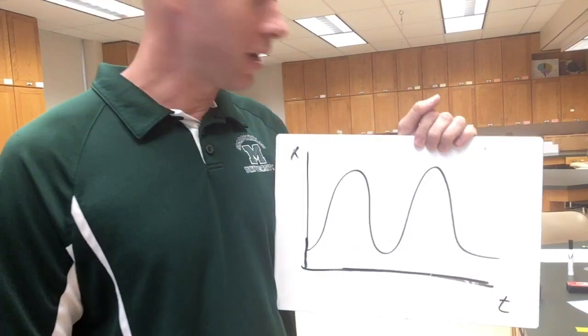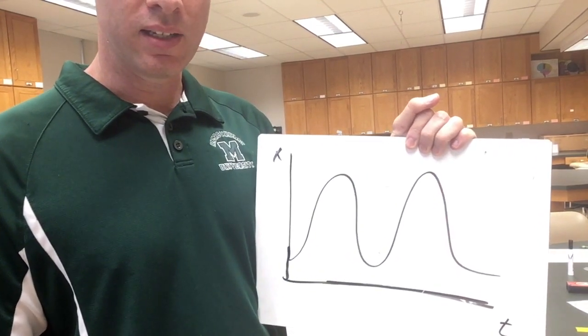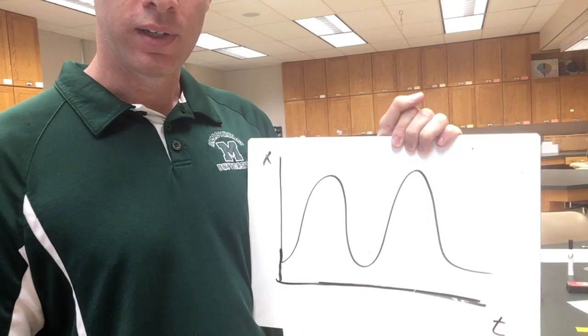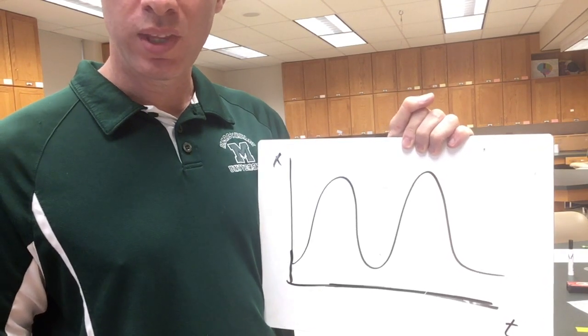All right, we got a fun one now. This is probably my favorite of the position time graph column. We got 2 hills here. So pause the video, write down what you think is going to happen.